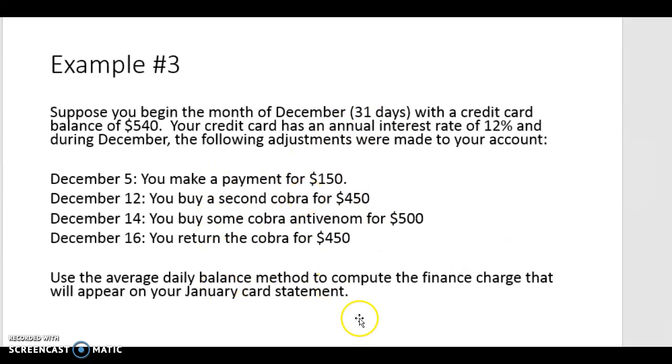So use the average daily balance method to compute the finance charge that will appear on your January card balance. So remember that average daily balance, we're going to have to find out the average balance per day for the entire month. So you're going to have to add up each day and then divide by that 31. So go ahead and see what you can do, and then I'll show you how I would do it.